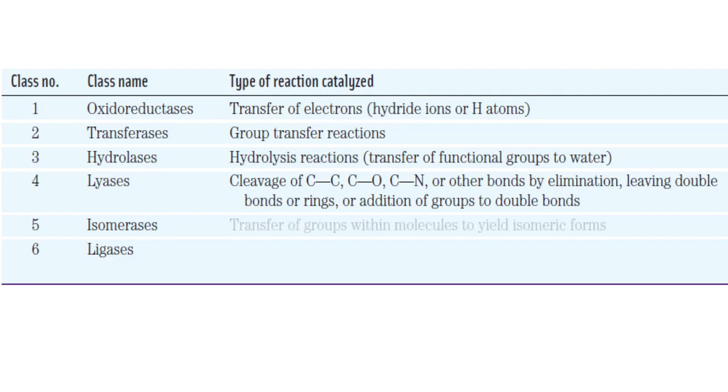Isomerases, very familiar already, it would be the transfer of groups within the molecules to yield isomeric forms. So you're very familiar with the definition of isomers, which have the same number of atoms, but they have different forms. It's possible that the OH can be found on the left side, while the isomer, another form of it, can be found on the right side. So isomerases transfer these groups to yield isomeric forms.